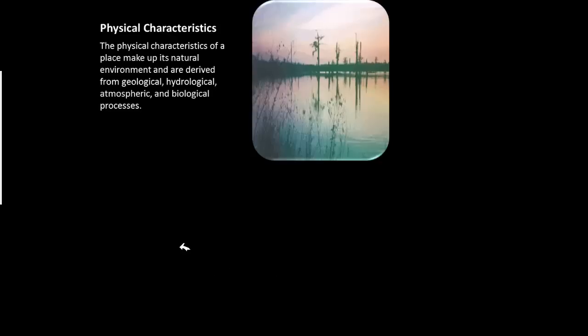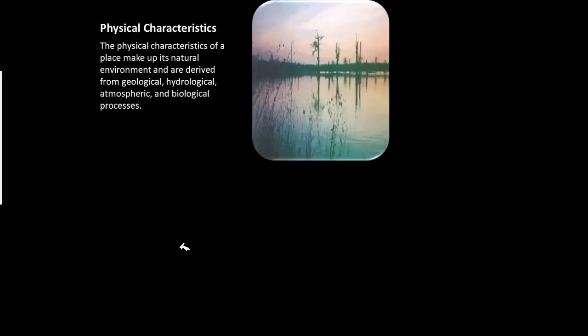We will see how their political systems affect everything. Now, some of the different physical characteristics of a place make up the environment, but they also come from different things. They come from nature, right? When we say geological, that means they come from the land. They can come from water. They can come from the air, and they can come from natural biological processes.